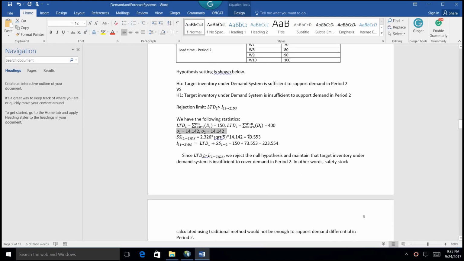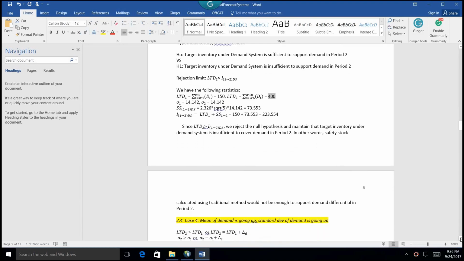Put in the safety stock formula, you get 73.55. You put in total inventory formula, you get total inventory 223. And you can see here that inventory number is lower than your demand for period 2. This means that your inventory won't be able to support the demand for period 2. Okay, not enough. So this means that we need to reject the null hypothesis and maintain that target inventory under demand system is insufficient to cover demand for period 2.